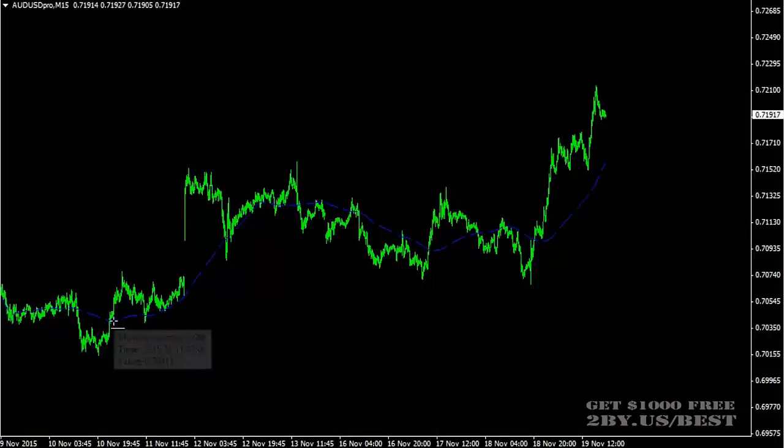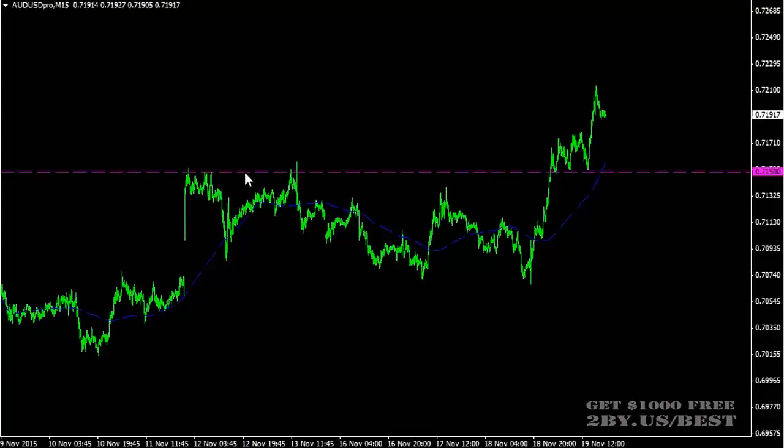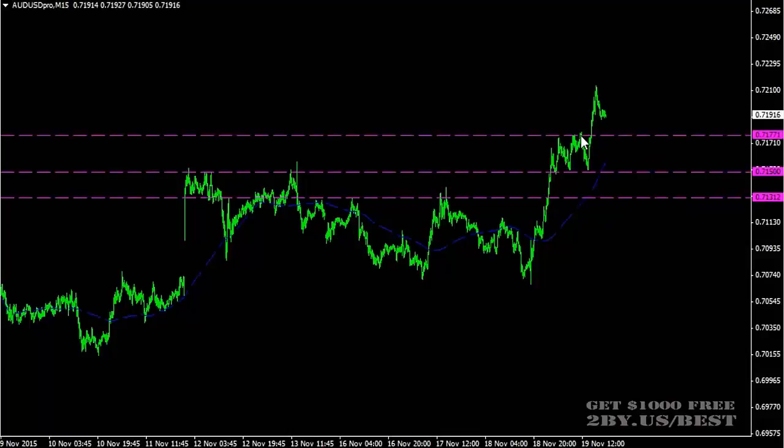Like I told you guys before, the market moves in waves. It goes up and it goes down and it goes up and it goes down. All right, so the obvious resistance levels for me are here, maybe here, and right around here. Okay, not too difficult, right? This is something that everyone can see.